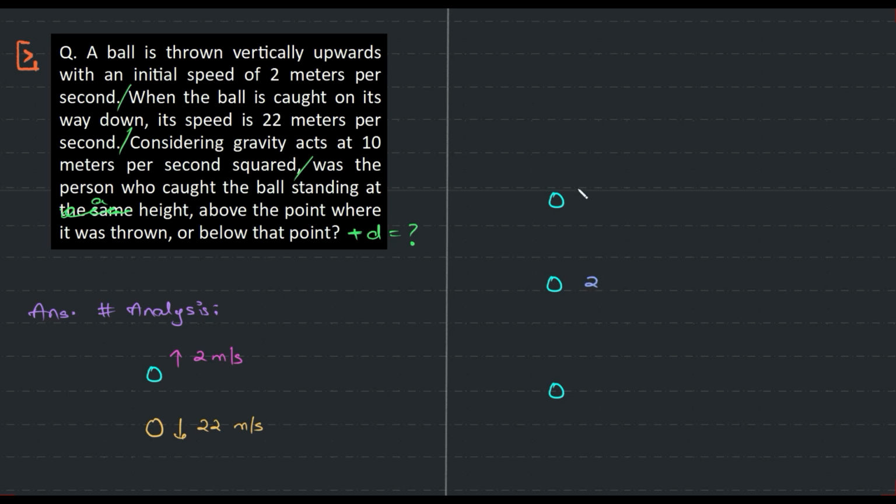So it started with 2, it went to 0. And again, along the way, it will be 1 somewhere. And 2 here and 22 here. So my question now is, what is this height? We call this D. What is this D? That's my question.